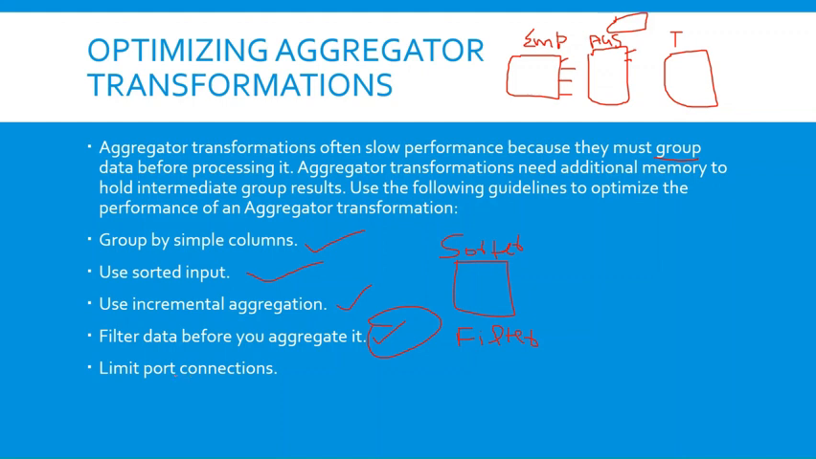And now after that, limit port connections. Don't connect all ports, right? Unnecessary ports, whatever ports are required as per your target, only those ports you can tag. Unnecessary ports are not tagged. Based on the target, you can use the port connection. Correct. So these are some of the guidelines.